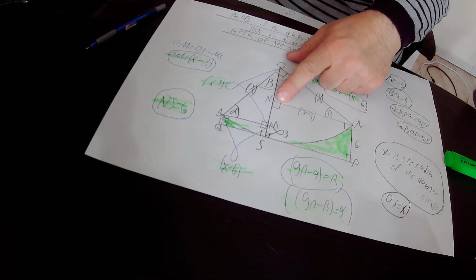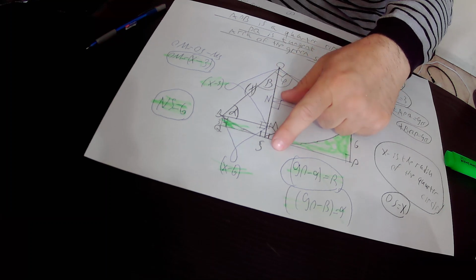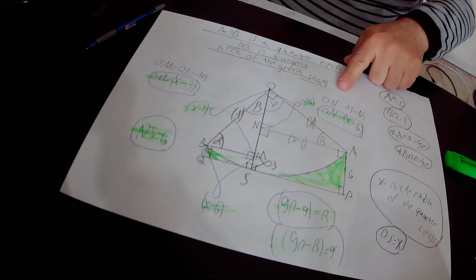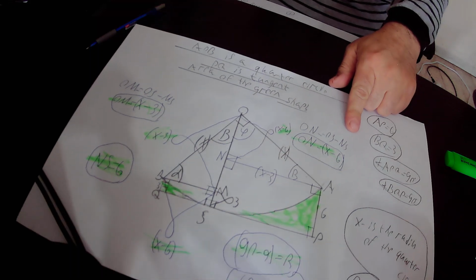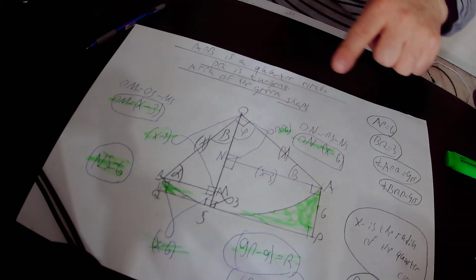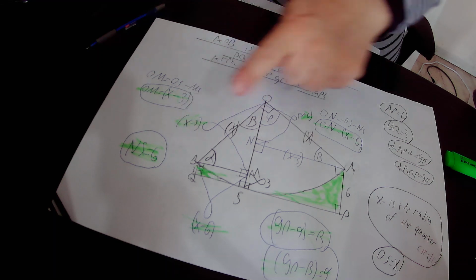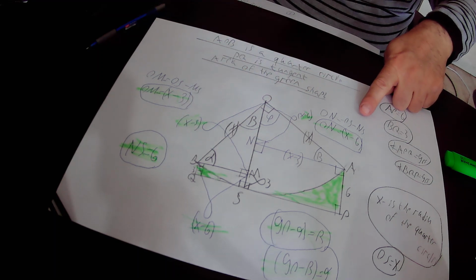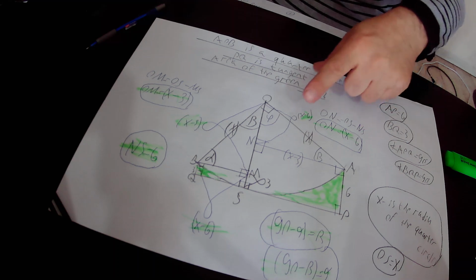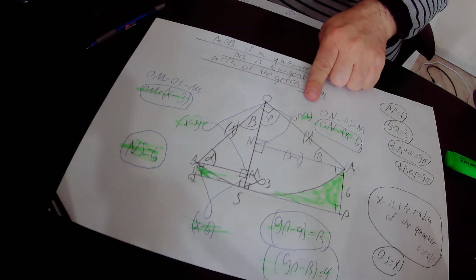What is the length of line segment ON? From the drawing, it is very easy to see that ON equals OS minus NS. So ON equals OS, that is the radius of the quarter circle, that is X, minus NS. We already found out that NS equals 6. So ON equals X minus 6. Here ON equals X minus 6 units in its length.